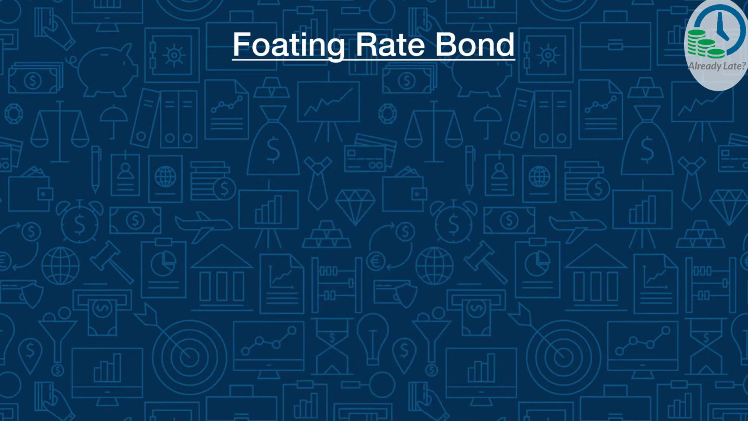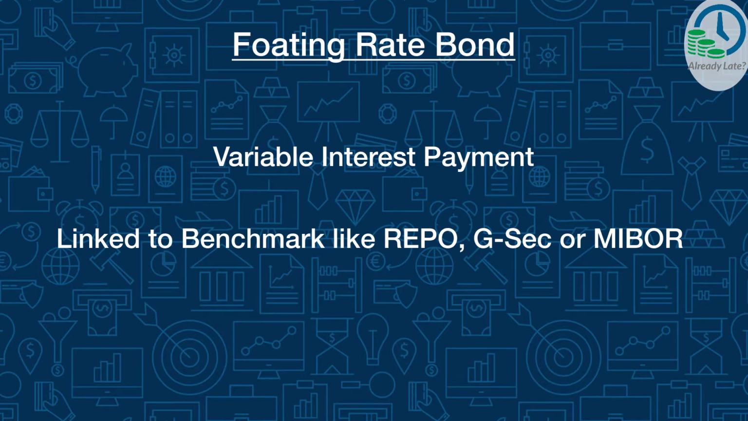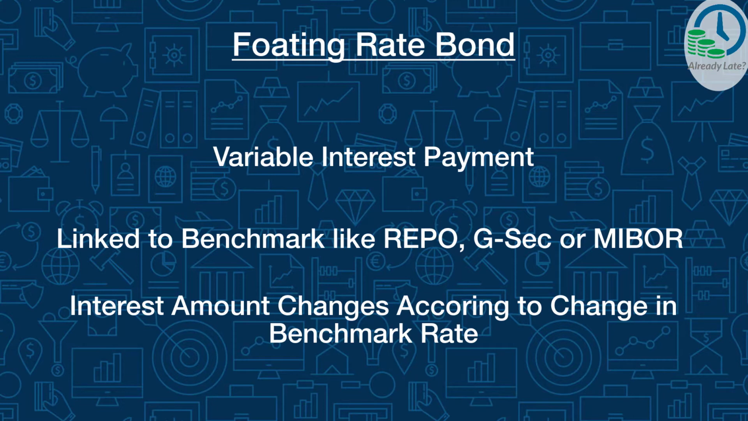In a regular bond investment, you receive a fixed interest payment at regular intervals as long as you own that bond. In a floating rate bond, the interest amount that you receive is not fixed. It is linked to a benchmark rate like the repo rate or government security rate or MIBOR, which is the Mumbai Interbank Offer Rate. As the benchmark rate changes, the interest that you receive also changes. If the benchmark rate increases, you get higher returns, and if the benchmark rate reduces, you get lower returns.